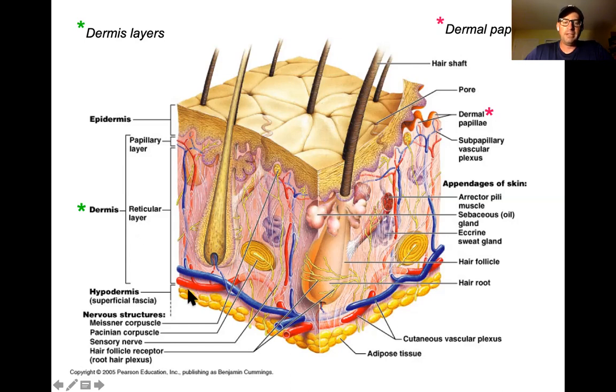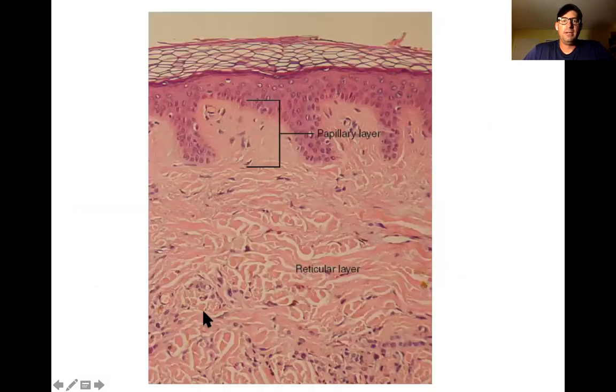Okay, and then deep to the dermis is the hypodermis. This is not technically part of the skin. It is made up of a type of connective tissue called adipose tissue, which is a fancy way to say fat.